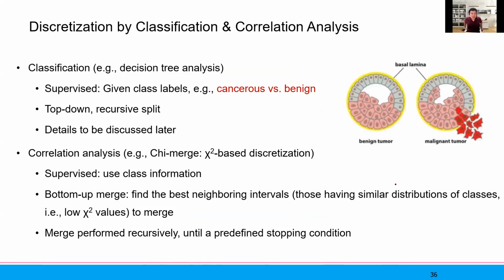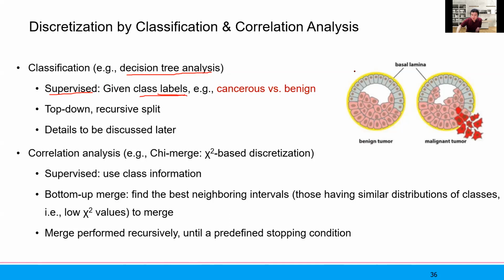We can also do the discretization by classification or correlation analysis. In classification, we will learn about decision tree analysis. Let's say I have the class labels. I can say this is supervised learning. Supervised means I know the label. I know what I'm going to do. I know that I'm going to figure out between the labels, or something that we want to decide.